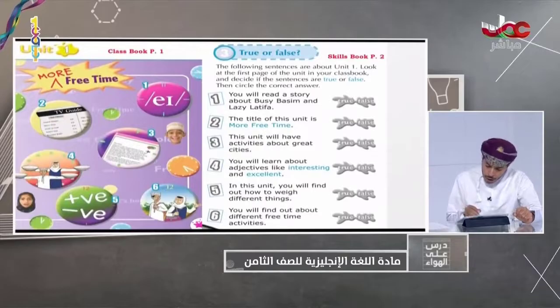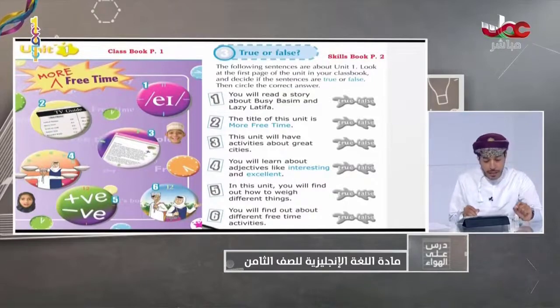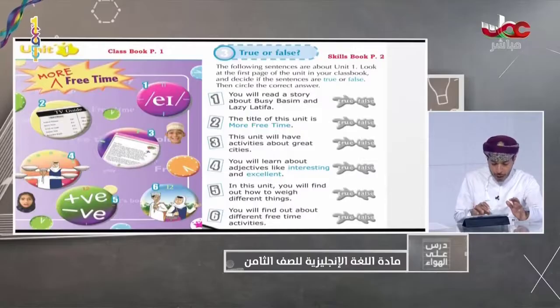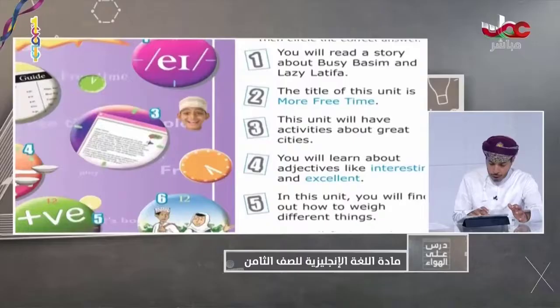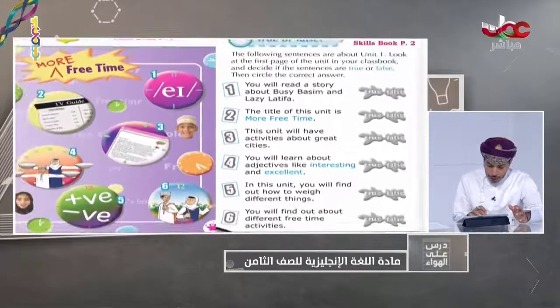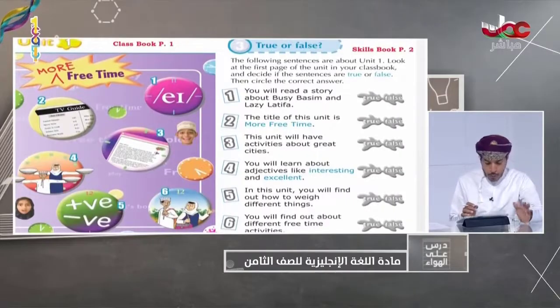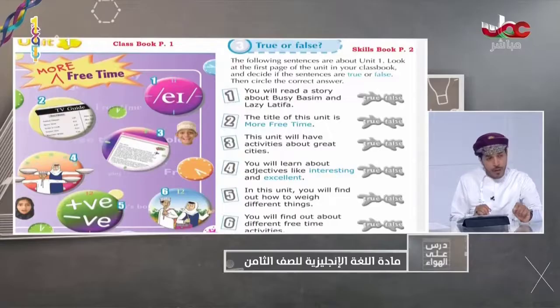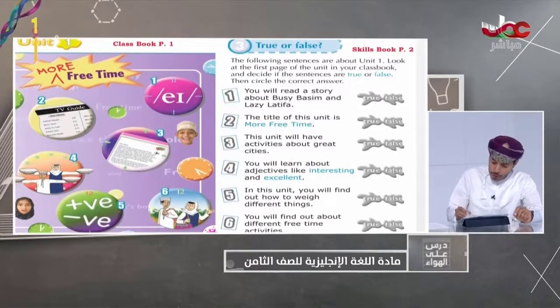Now look at the first one. You will read a story about busy Basim and lazy Latifa. Okay, and if we look at our class book on the first page, we can see that this one is going to talk about busy Basim and lazy Latifa, and you can find it in unit 1. So the answer for this one is true.